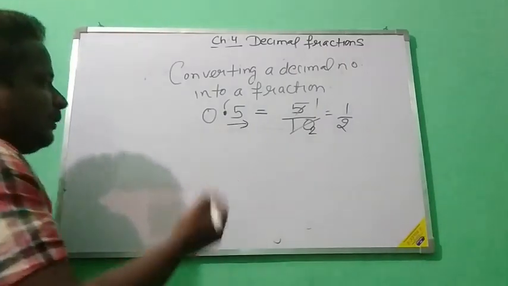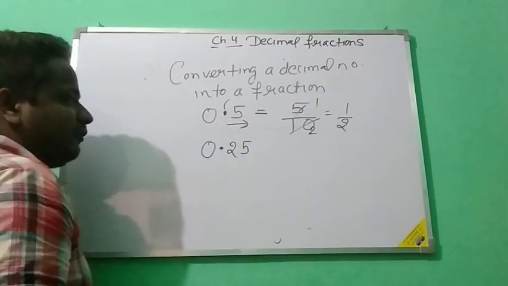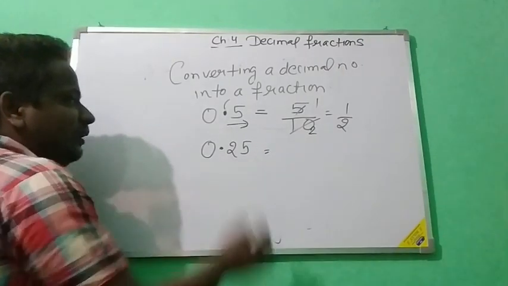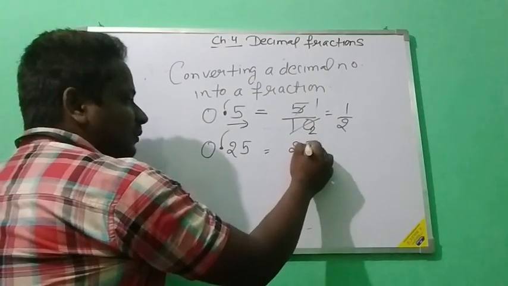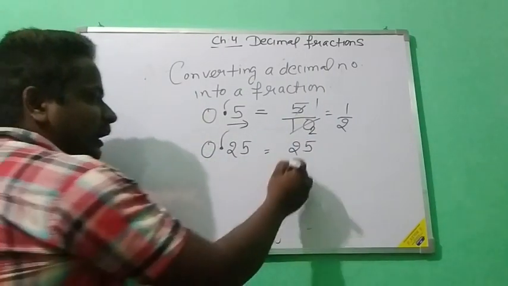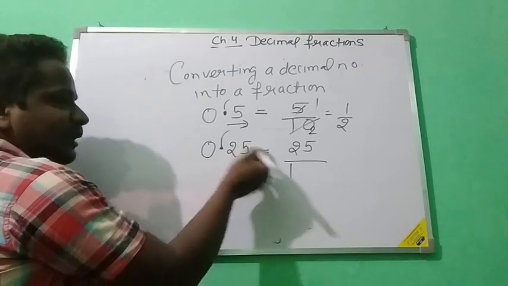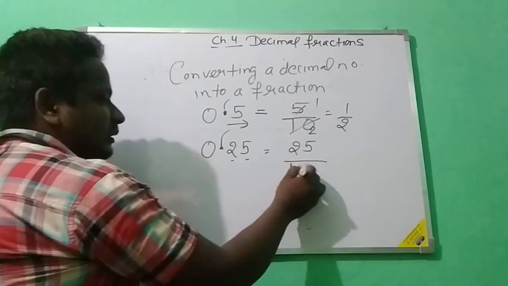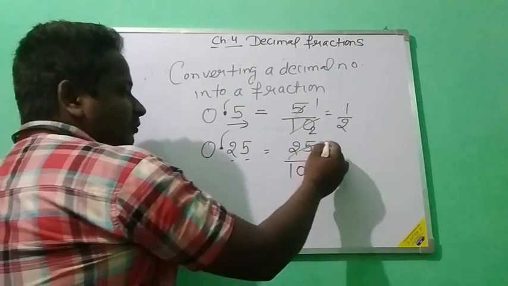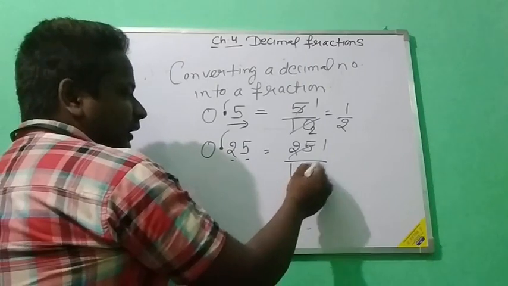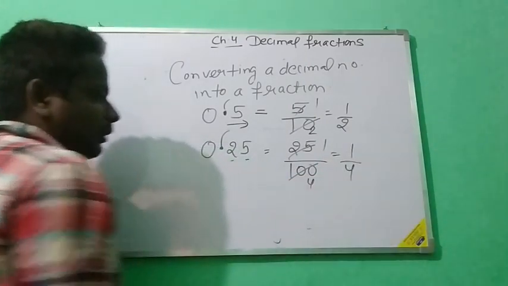Take one more example like 0.25. Do the same thing: remove the decimal from here, write the whole number as it is, and in the denominator you will put 1 and count the number of digits on the right side, 1 and 2, and you will place 2 zeros. Now reduce this number: 25 ones are 25 and 25 fours are 100. Now it will become 1 upon 4.